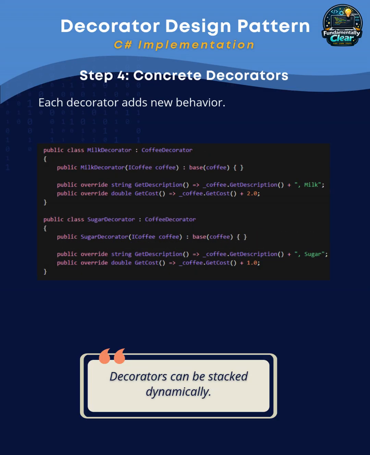Step 4. Now we build concrete decorators. MilkDecorator extends CoffeeDecorator. It appends ", milk" to the description and adds 2.0 to the cost. SugarDecorator does the same. Appends ", sugar" and adds 1.0. Each decorator wraps the previous object and layers its own behavior on top. You can stack them in any order, any combination at runtime.